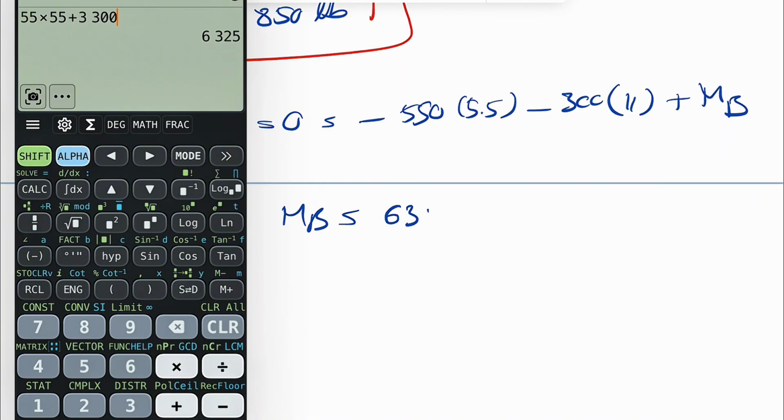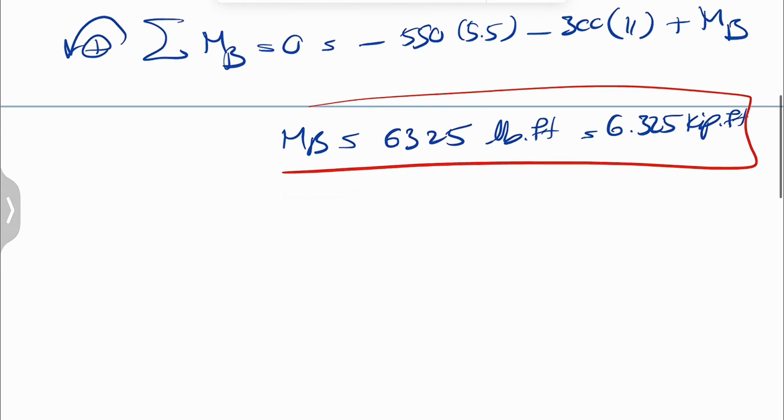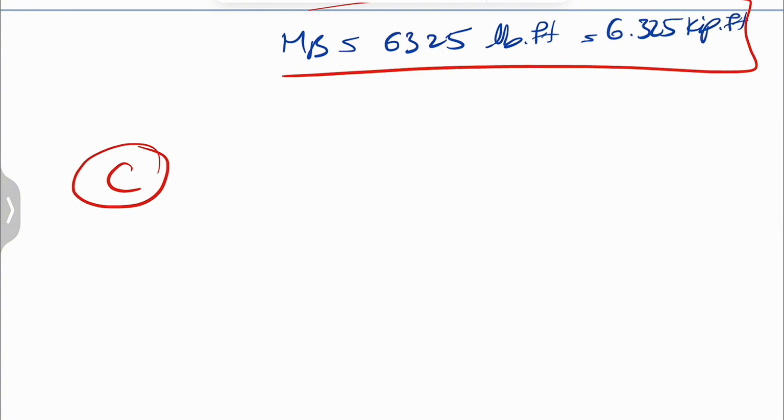So yeah, 6325 pound-foot or 6.325 kip-foot. And the last point that we have is the point C.